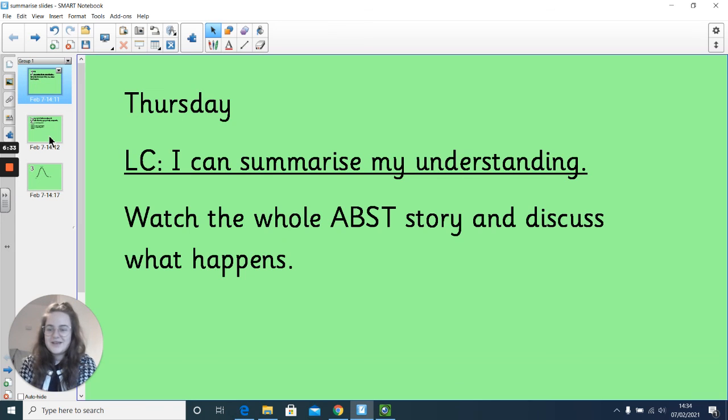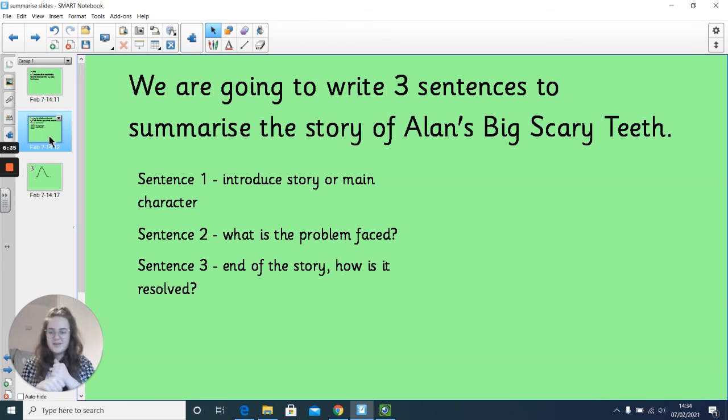So going back to the beginning, we are going to write 3 sentences, one about the beginning, one about the middle, and one about the end, and have a go at summarising what happens in the story of Alan's Big Scary Teeth. The whole point of this activity is that you are picking out the main things in the story and leaving the extra details. So just giving a brief overview of what happens in the story. If someone asked you, you'd be able to say, oh, well, this happens, and this happens, and then they would know. Have a go at writing those 3 sentences. Don't worry if you find this tricky because we have not done this before in class. This is the first time we have ever done any summarising, and just give it your best shot.